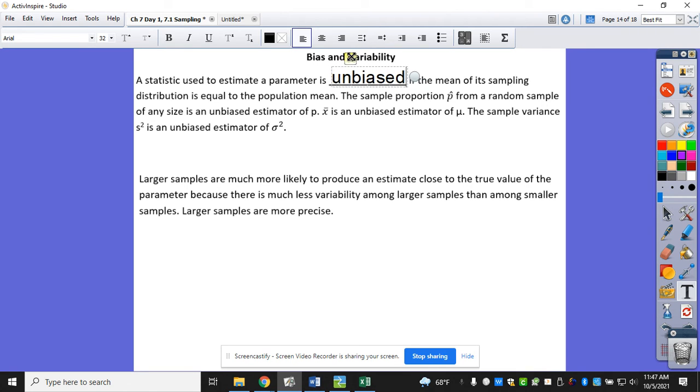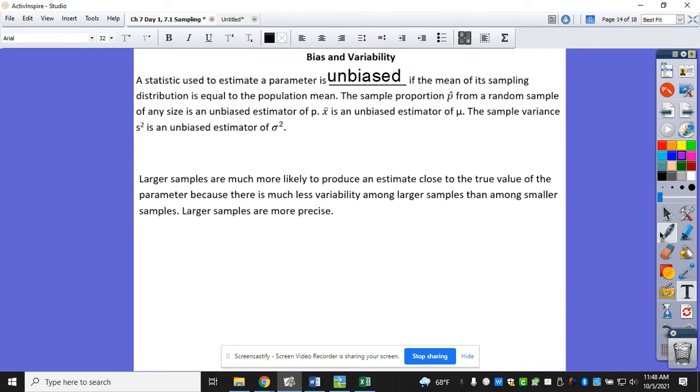So a statistic used to estimate a parameter, which is what we were doing, is unbiased if the mean of its sampling distribution is equal to the mean of the population. That's what we're aiming for. We want that. If we did enough samples, we would get that. The sample proportion from a random sample of any size is an unbiased estimator. It's just giving you the different associations there.